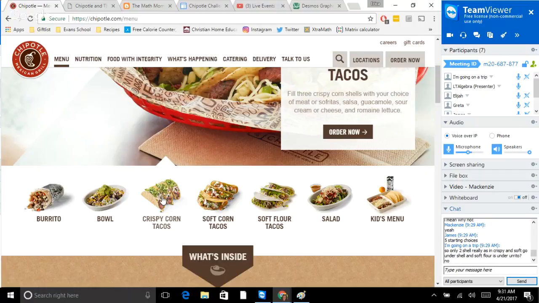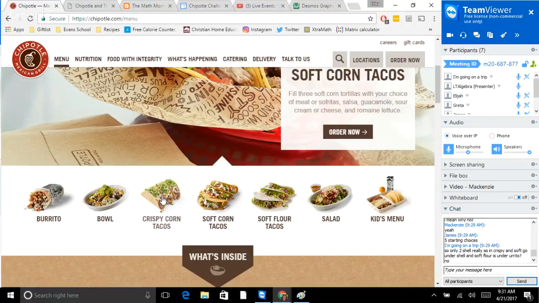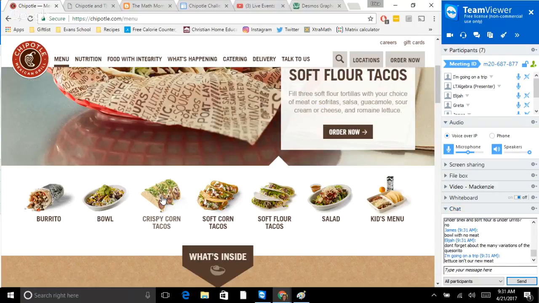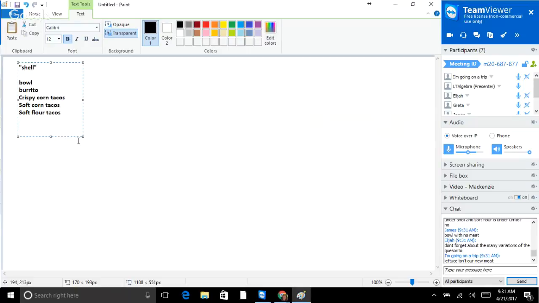Just no. So do you see what I'm saying? Do we want to call it a bowl with no meat? I don't even know what that is, Elijah. Okay, so everybody's like no on the lettuce. All right, so we're good. We've got five. I like what James said. Five choices, right? Five starting choices. This is what you're starting with.